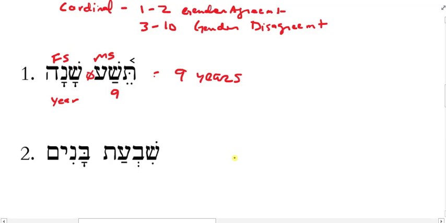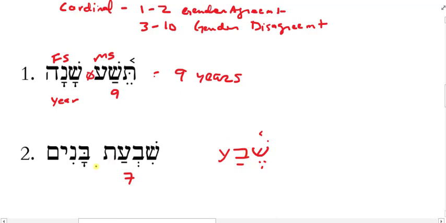Look at number 2. I have shivat banim. Shivat banim. What is the number word? Is it shivat or banim? Shivat. Good. What number is this? Ah, that's right. This is the number 7, which, as I've asked you to do with your memorization, you've got your left column over here, and I want you to memorize the masculine singular form. So on your left side of your list, it's going to be sheva.